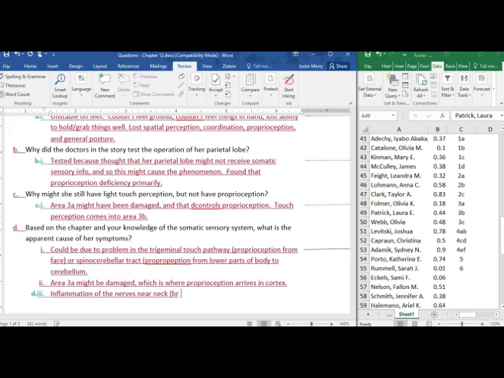Do you mean like in the brainstem, or like more nerves coming into the neck? Okay, so these would be like spinal nerves outside of the central nervous system.